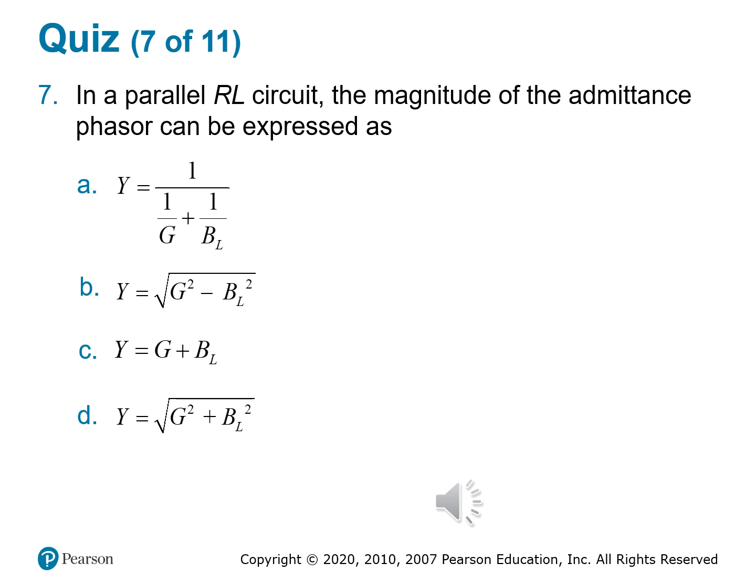Question number 7. In a parallel RL circuit, the magnitude of the admittance phasor can be expressed as what? Please look at the following choices. I'm not going to read all that. A, B, C, or D. Go ahead and pause the video now. All right, if you're back, the correct answer was D.